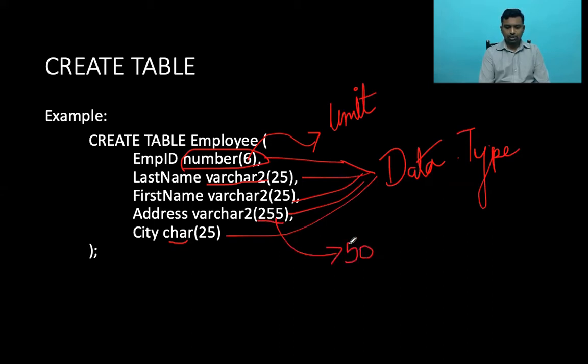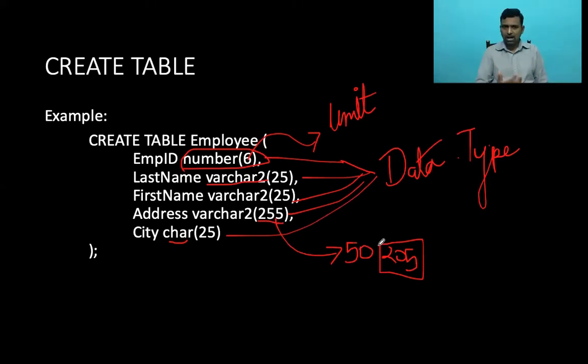My address is going to take only 50 characters, not more than that, right? Now, the left out is 205. What will happen to this? If I've used a character, it will allocate 255 bytes of data. And if I store only 50 characters, the other 205 bytes will be allocated, occupied, and will not be used for anything else. I'll be wasting my memory.